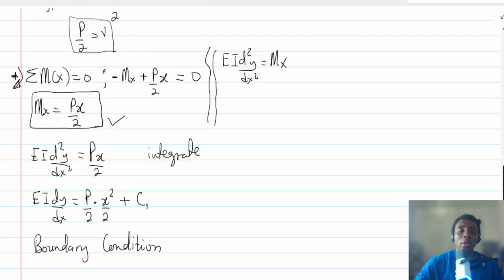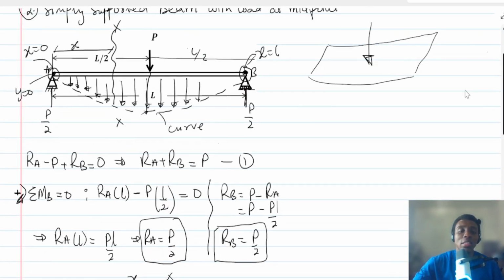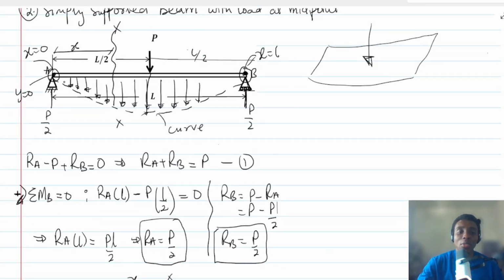Now, if you go to the boundary condition and you look at it, we want to ask ourselves, what is happening to the slope? So at x equals 0, already we know that the deflection is 0 at the free end. Oh, sorry, the deflection is 0. Okay.